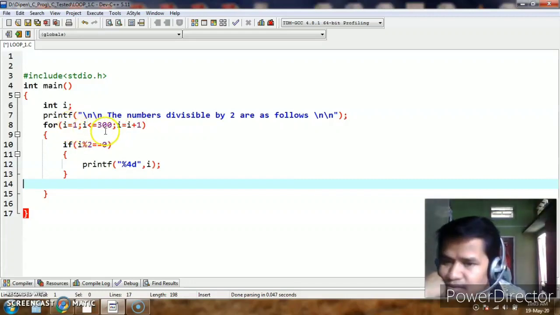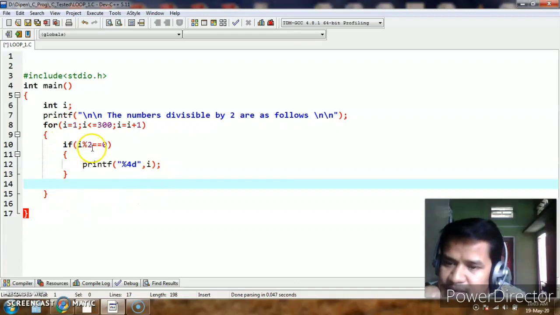3 is less than or equal to 300, everyone knows. So 3 when the remainder is taken with 2: 2 ones are 2, 1 remains, that means 1 is not equal to 0. So 3 will not come on the monitor. Then what will come? 4.